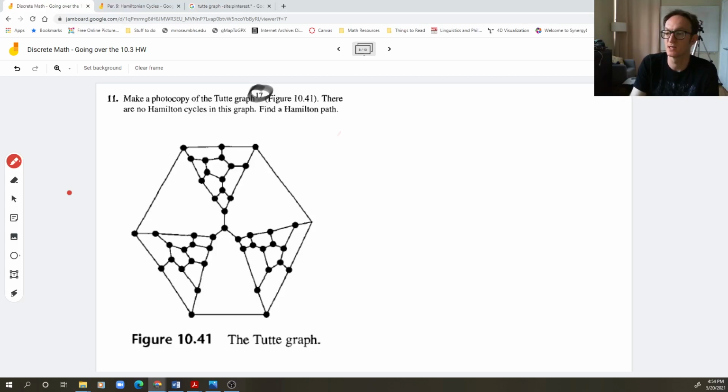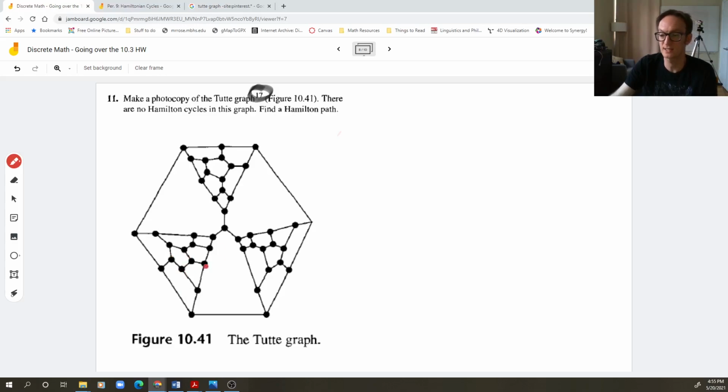Making me think a little bit. Okay, there's this central vertex here that I need to pass through. But, of course, I can only visit that vertex once. And so if I only visit that vertex once, I can use it to get from one section to another section.